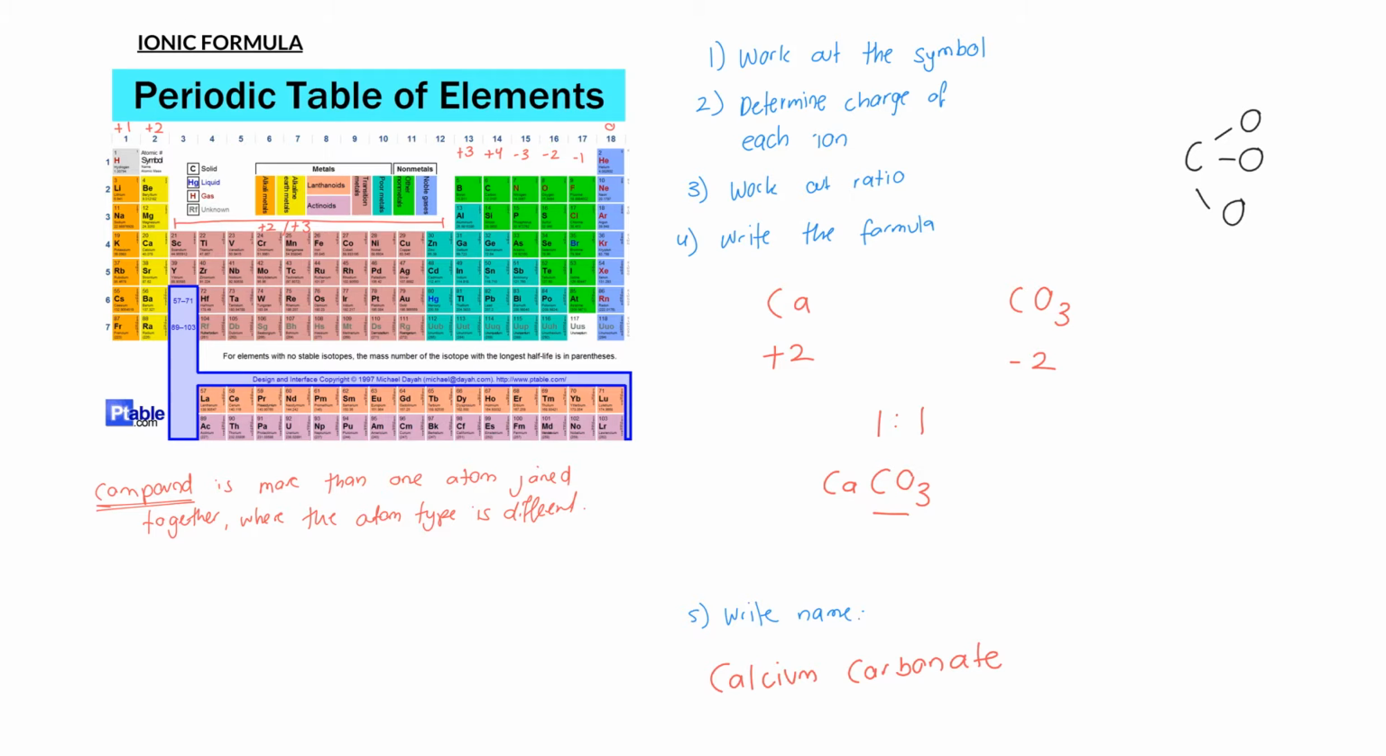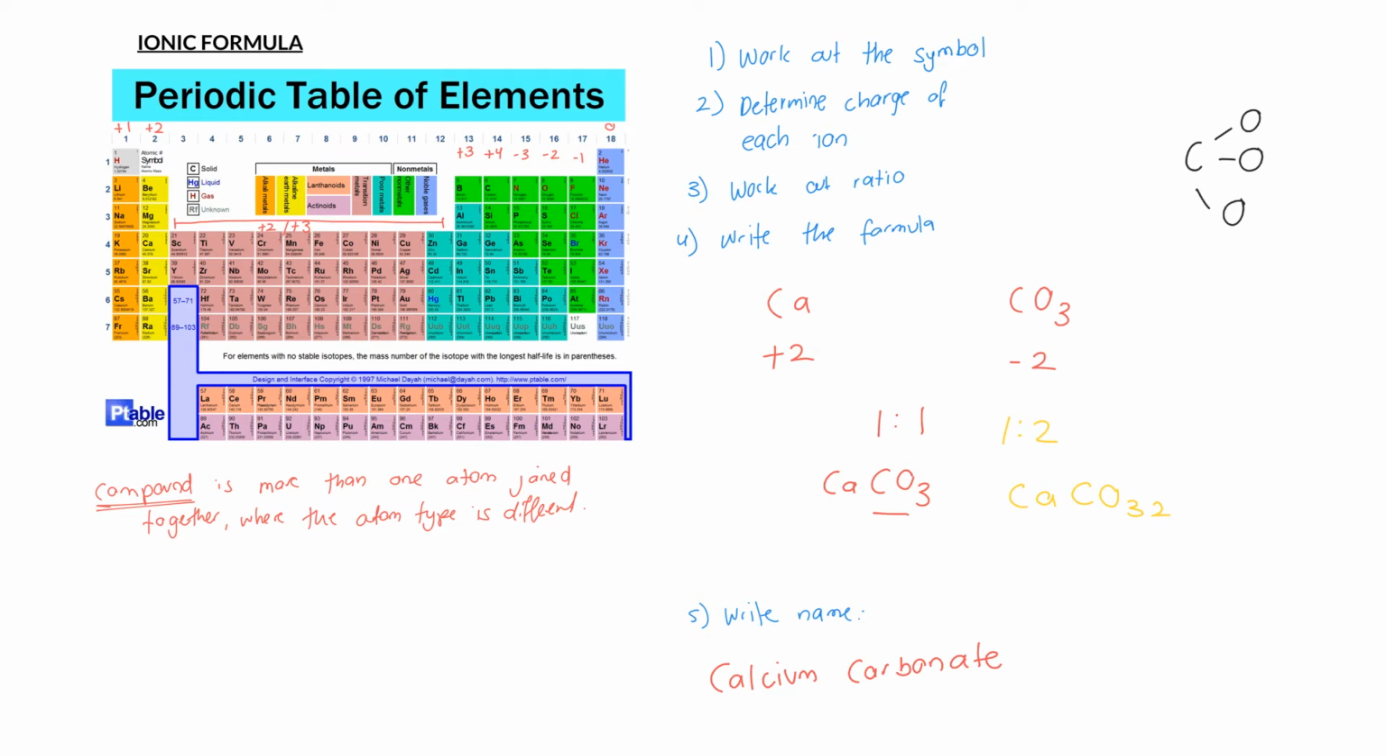Calcium carbonate. Now let's just say the ratio wasn't 1-to-1. Let's say the ratio was 1-to-2. Okay, we'll just make it up. Let's say it was 1-to-2. We can't just write CaCO3 2, because when you actually read that, it looks like we've got calcium plus carbon plus 32 oxygens.